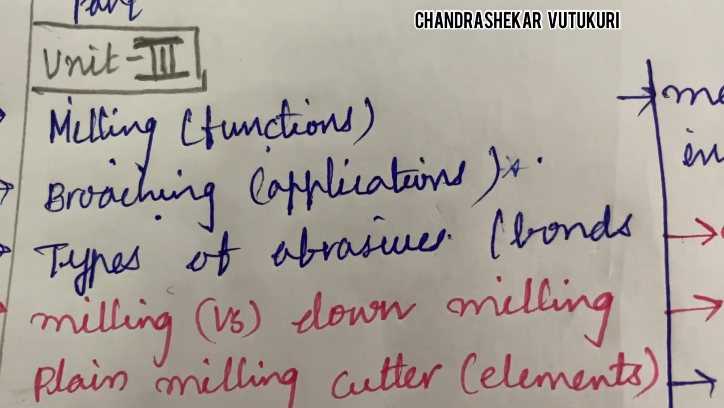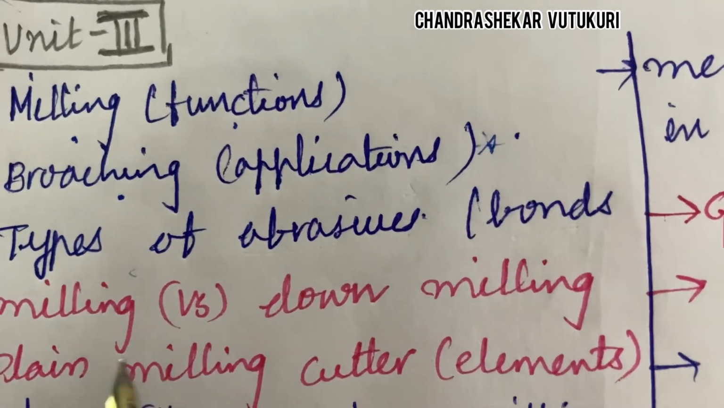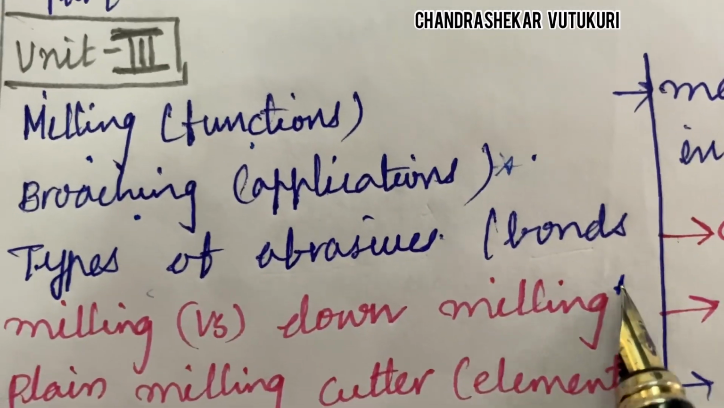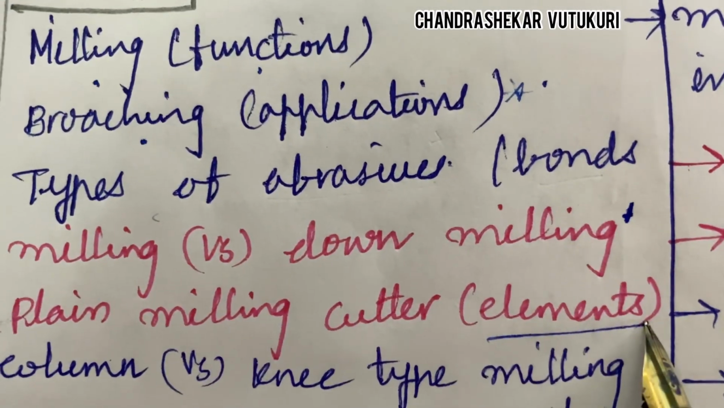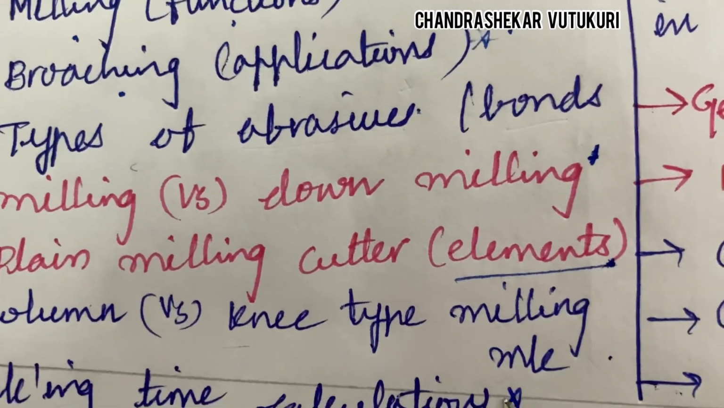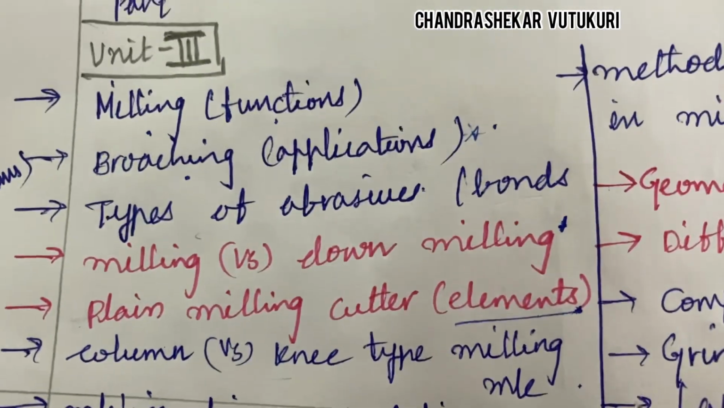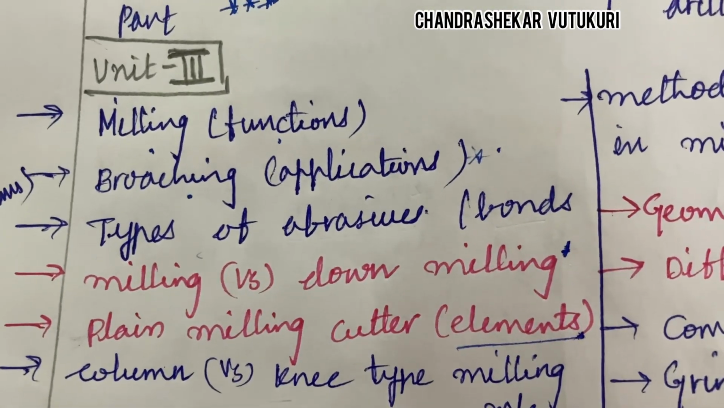And the problems related to each and every parameter here. Coming to the shaper, milling and lathe, problems also will be asked. Up milling versus down milling and the differences, plain milling cutter and the elements, and the column versus knee type milling machine. Machining time calculations as well as centerless grinding process is also said to be a topmost question this time, which will be asked in the short questions.